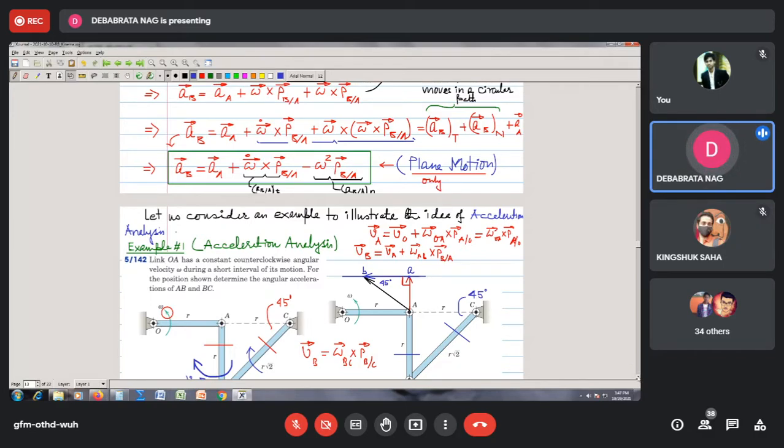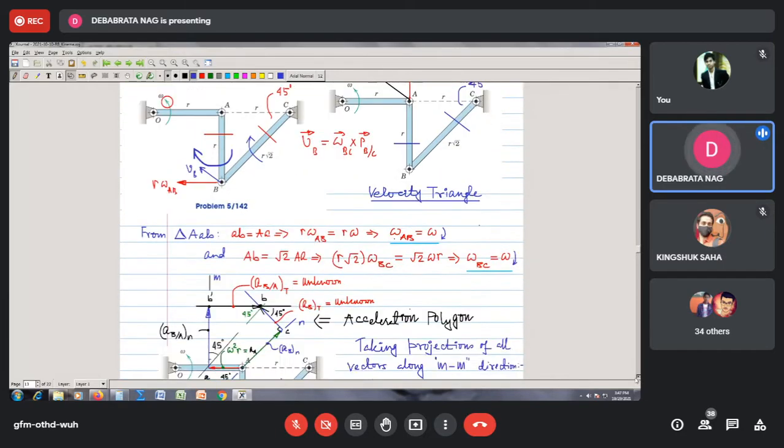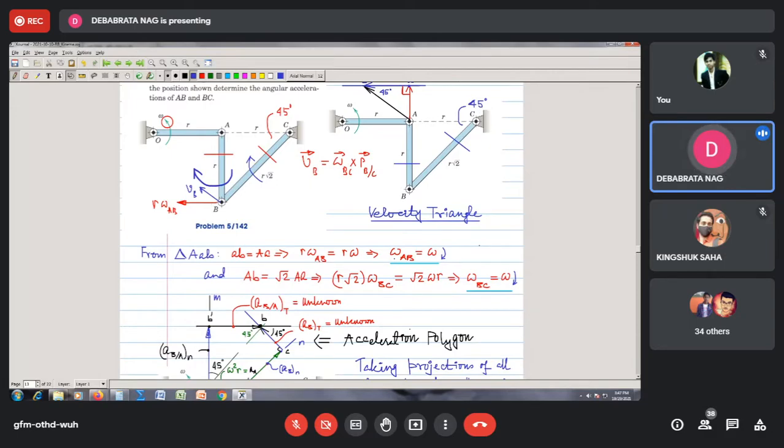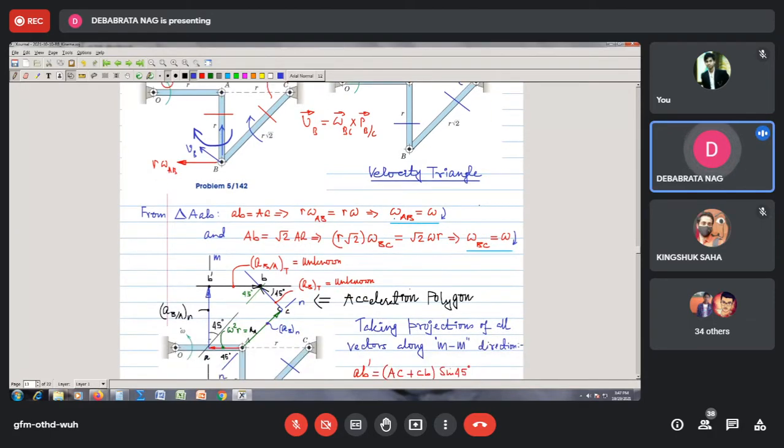So what I do, therefore, I take this blue line here, and you see the normal component of acceleration of B relative to A will be what? It will be directed towards this direction. It will be directed towards the point A, correct? So therefore, I draw this vertical up line, right? And I call it acceleration of B relative to A normal. And I know its magnitude, correct?